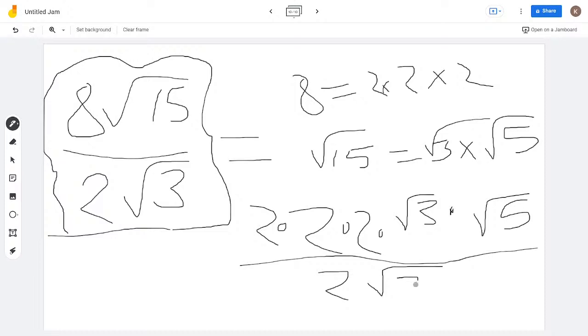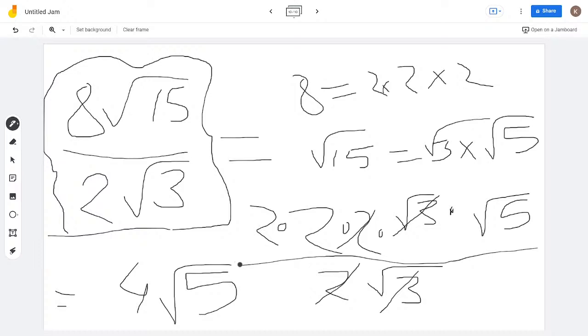The similar terms in the numerator and denominator get cancelled out. So root 3 is cancelled out by root 3 in the denominator, and 2 from the numerator is cancelled by 2 from the denominator, and what is left over is 2 times 2, which is 4, and root 5. So it is 4 root 5 which is left over, and which is our answer. Okay. I hope this is also clear to you.